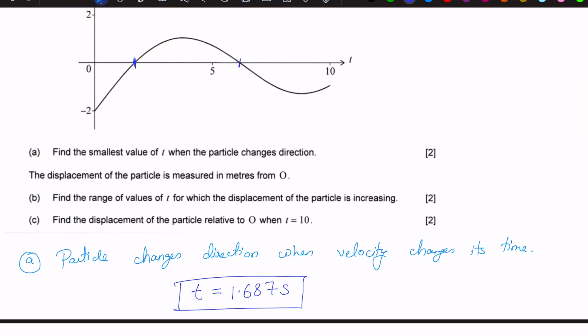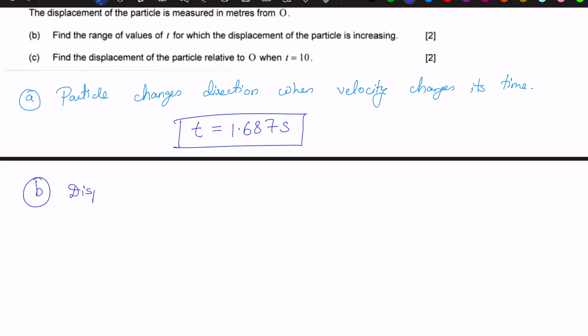So let's say displacement is increasing when the velocity is positive.